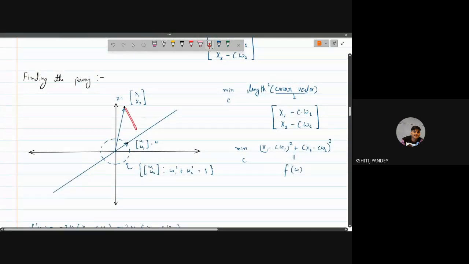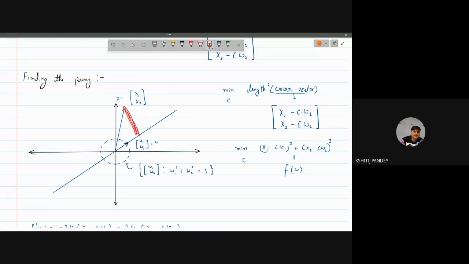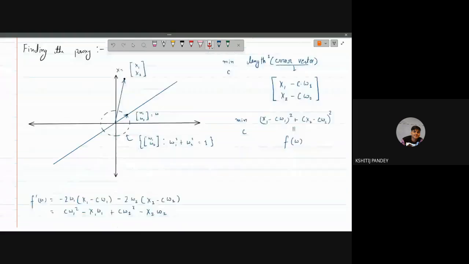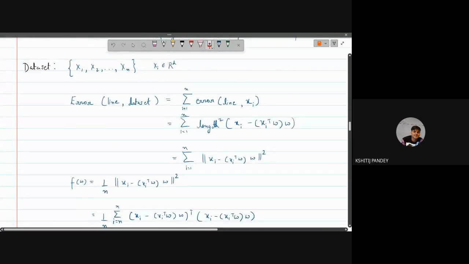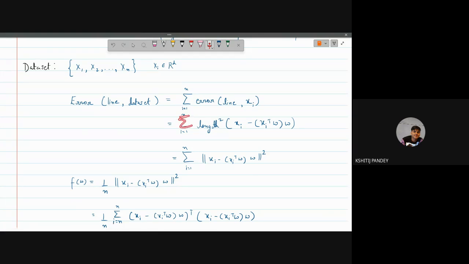So this is the error. The length is the error here. The magnitude of the length here is the error. So we want to minimize the sum of error for each point. We'll take the summation for all the points and we want to minimize this vector's length.